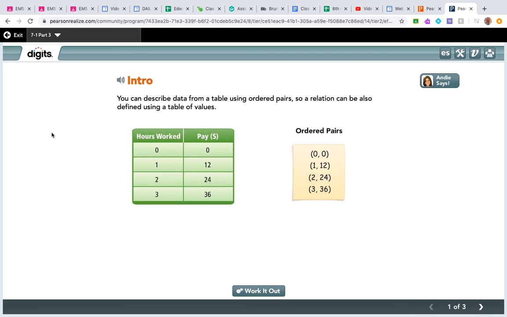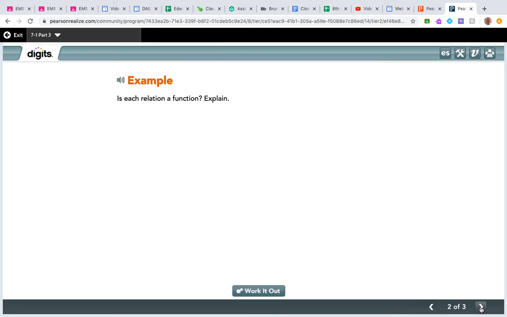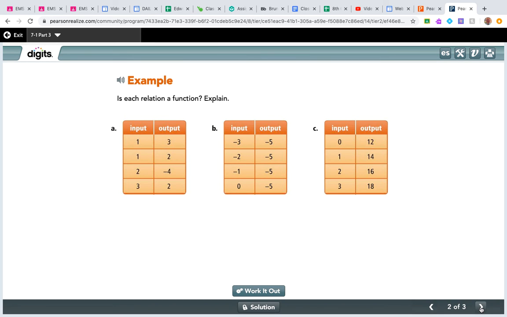All right. Did I already do part 3? No, I didn't. Silly Mr. Lawrence. But that's okay. They want to know if these input-output tables represent functions or not. Why don't you go ahead and pause the video and see if you can figure out, are they a function or are they only a relation? Remember, no input can go to more than one output. So, here come my solutions.